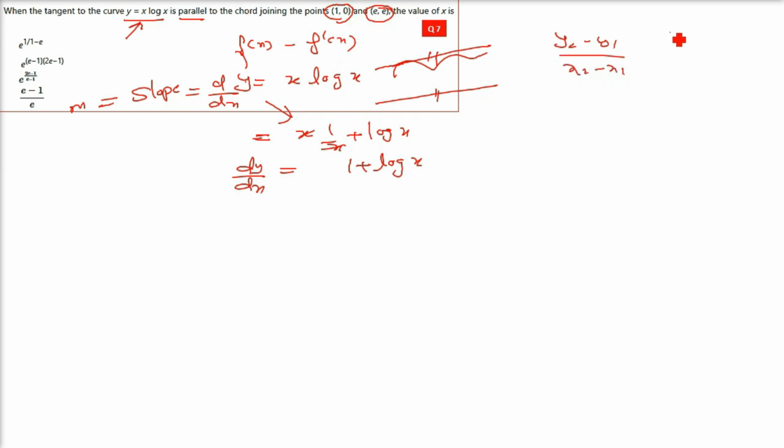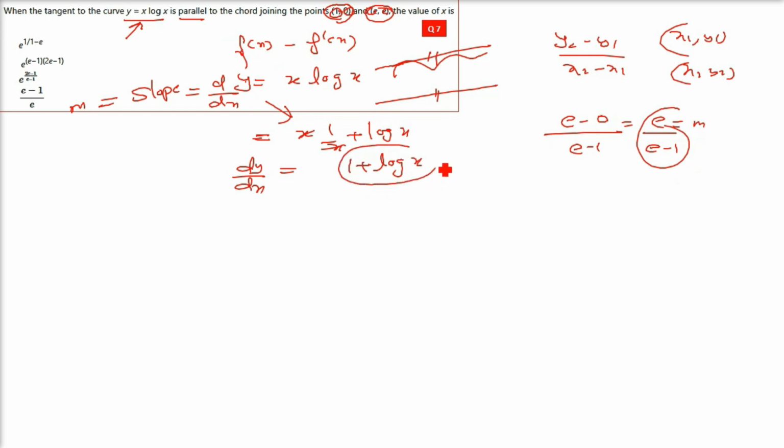You know y2 minus y1 by x2 minus x1 is what? If we have (x1, y1) and (x2, y2) as 2 points, then you can have the tan theta or slope by y2 minus y1 divided by x2 minus x1. So I am just taking (x1, y1) as (1, 0), (x2, y2) as (e, e). So you get e by e minus 1. So this is m. Now since they are parallel, the slope has to be equal. These both lines are parallel. So e by e minus 1 is equal to 1 plus log x.